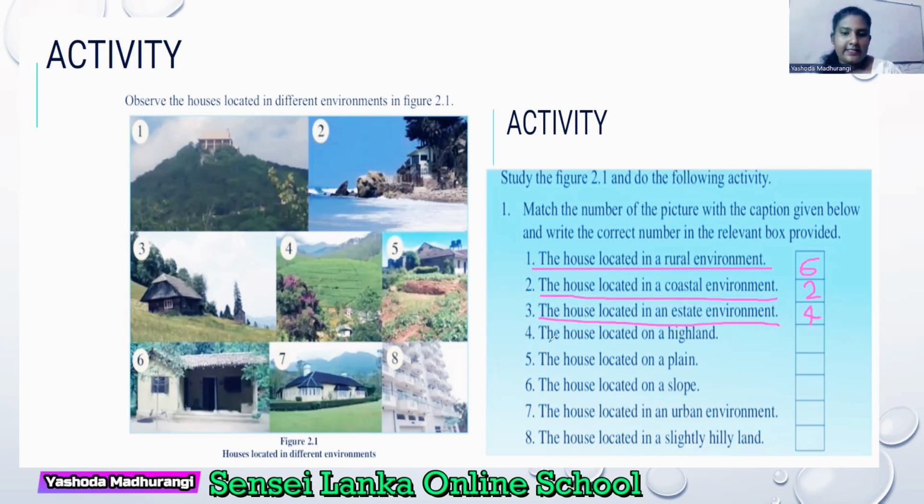Number 4 sentence. The house located on a highland, on the top of the mountain. What is the picture? Number 1. Then come to the next one.